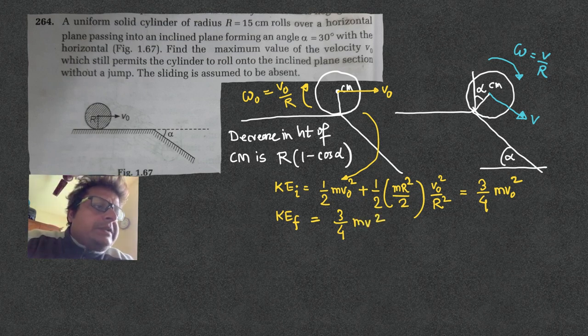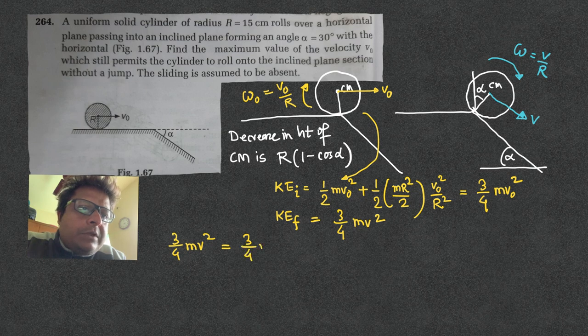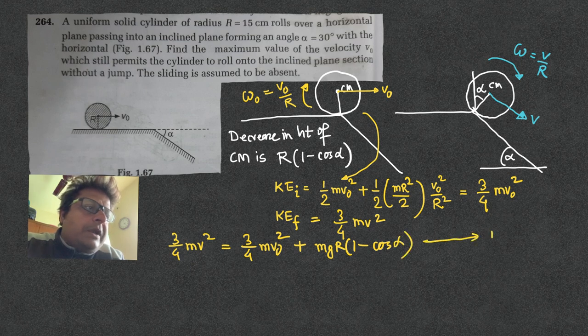So this change, so therefore the increase in kinetic energy, there is increase in kinetic energy because it loses height. So 3/4 m v square equal to 3/4 m v naught square plus the loss in potential energy, that is m g r times 1 minus cos alpha. So let us keep it as equation 1. We will need that.